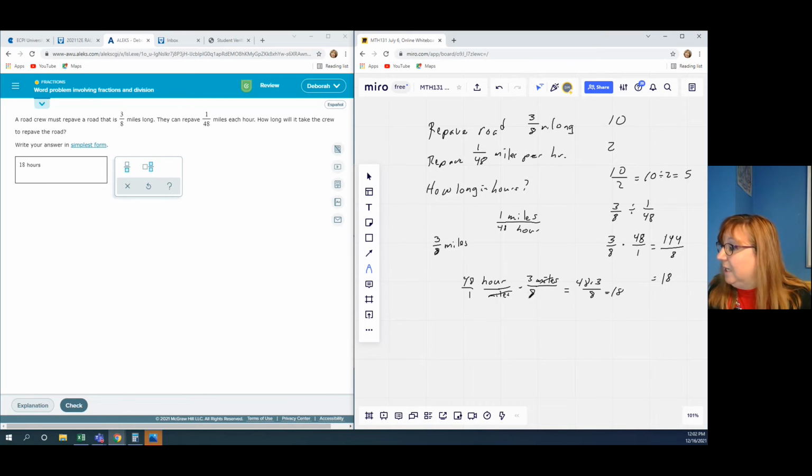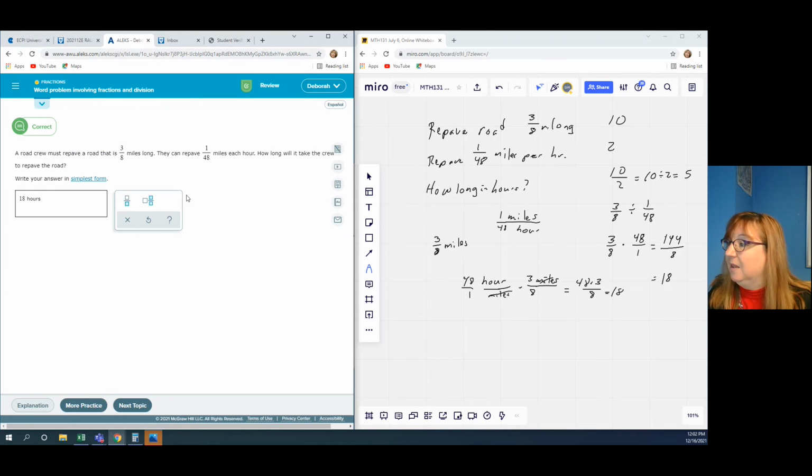So you can do this either way. You can rewrite it so that the hours end up on the top, since that's what we're looking for. It'll give you the same answer. But I like to do it this way. I find this way makes the most sense to students.